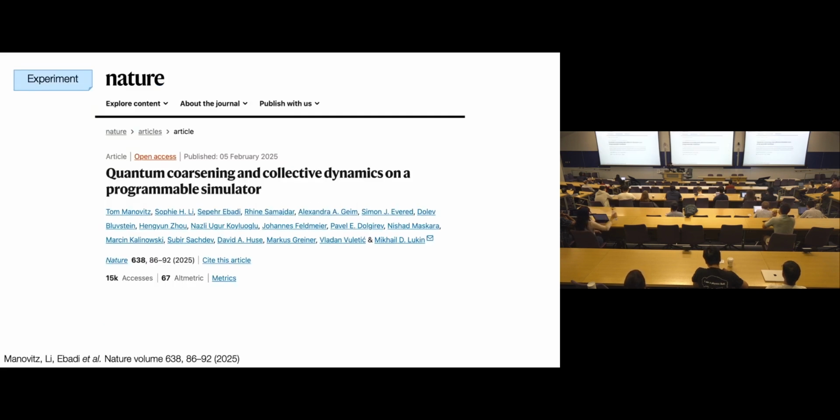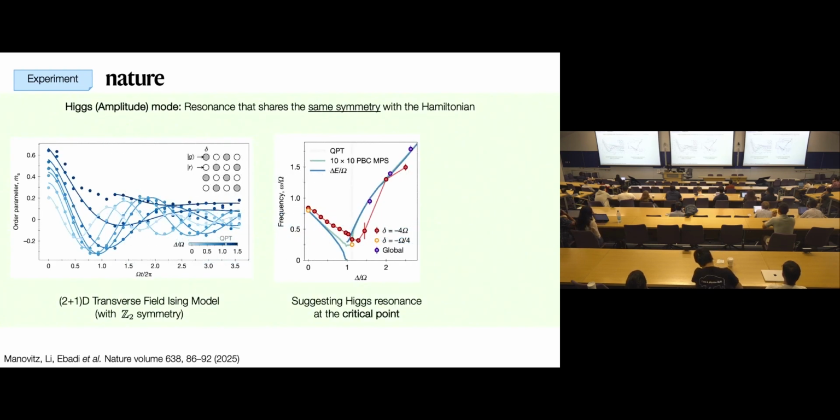Changing gears, there was an interesting experiment by Harvard. They saw very weird oscillations. The different colors show different parameter regimes, and the parameter is critical when it is in the gray area. Even in the gray area, they had the oscillations.